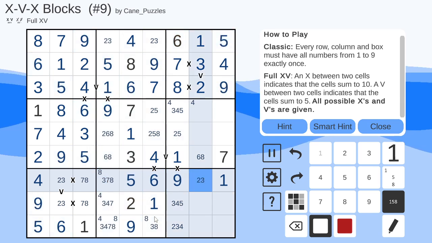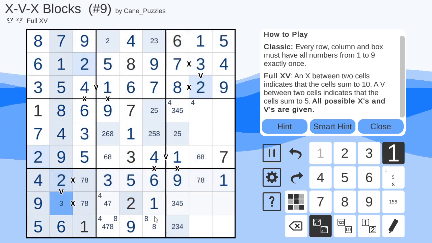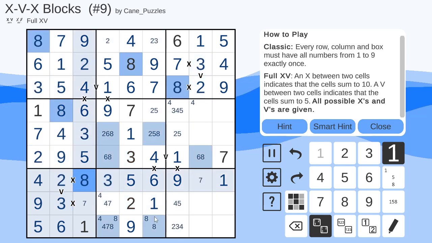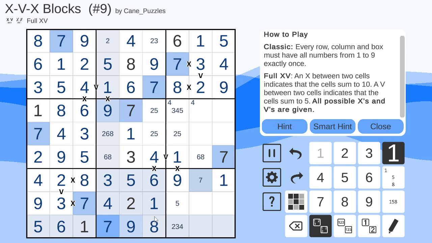It's 1, 2, 3, 7, 8. 2 and 3 is not here. There's a 7, 8 here. A 7, 8 here. This is a 3. Thank you. 8. This is 7. This is 4. This is 8. This is 7.